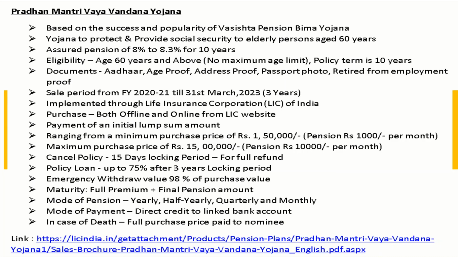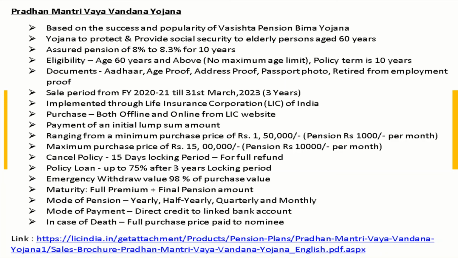What is the minimum amount for this scheme? You have a lump sum amount. So you say, okay, I have 1 lakh, I can invest up to 1,50,000. If you invest 1,50,000, you get a basic pension of 1,000 per month, and the maximum cap for this is 15 lakhs. If you deposit 15 lakhs, you get 10,000 per month as a pension. And the locking period is 3 years, and before 3 years you can't do anything.